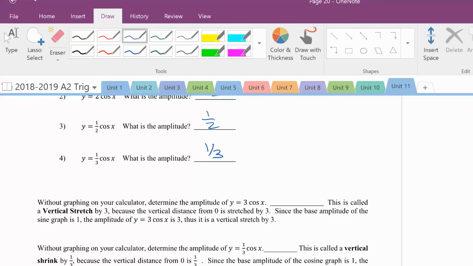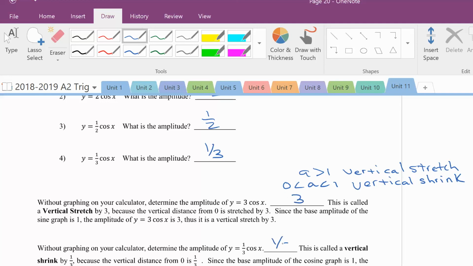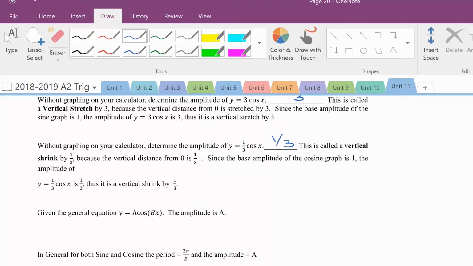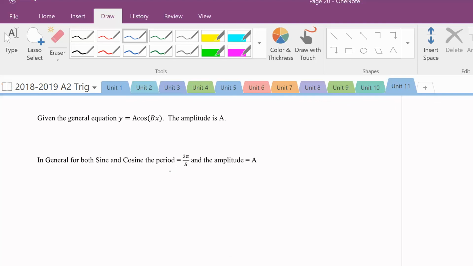So if it's a number greater than 1, it's a vertical stretch because it goes up. So if a is greater than 1, it's a vertical stretch. And if a is between 0 and 1, it's a vertical shrink. So here the amplitude would be 3 and 1/3. So in general, it gave you the formulas. For the period, it's 2 pi over b. For the amplitude, it's a.